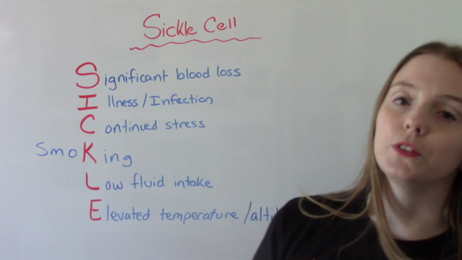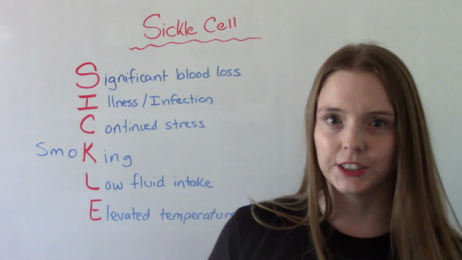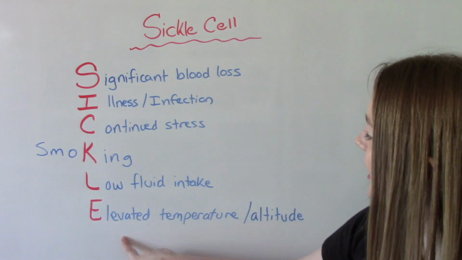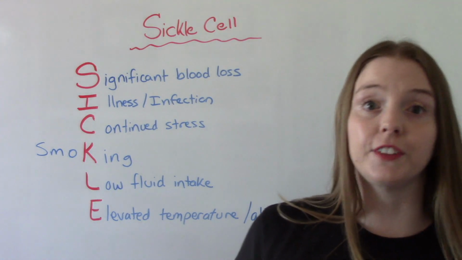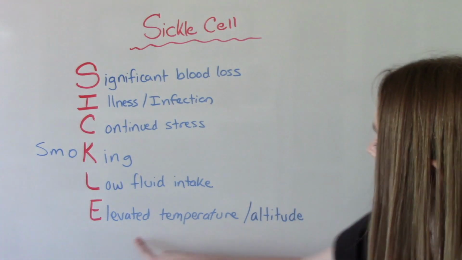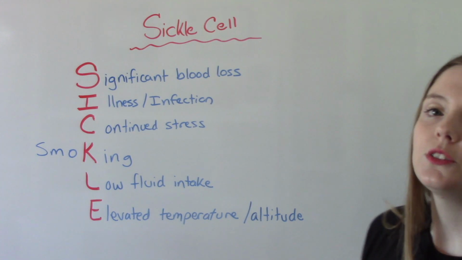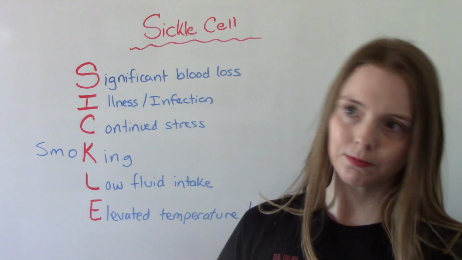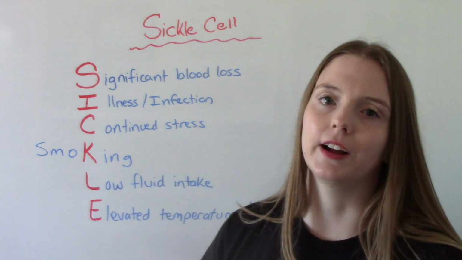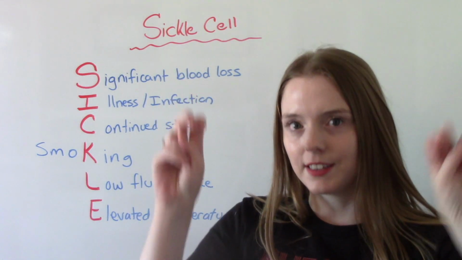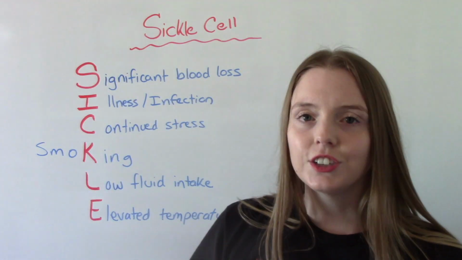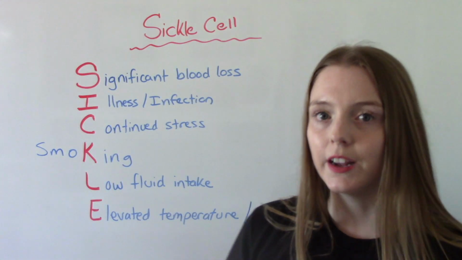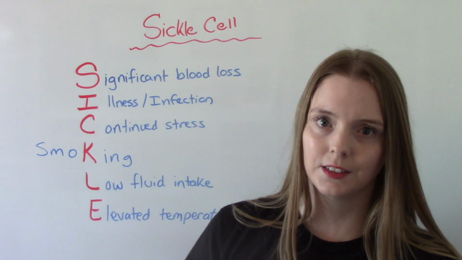L is for low fluid intake, so dehydration. And then E, elevated temperature, like a fever. And then also elevated altitude. So if you are not somebody that normally lives at a higher altitude, and then you go somewhere with a higher altitude where the air is thinner, right? There's less oxygen in the air, your body's not used to it, that can trigger a crisis.